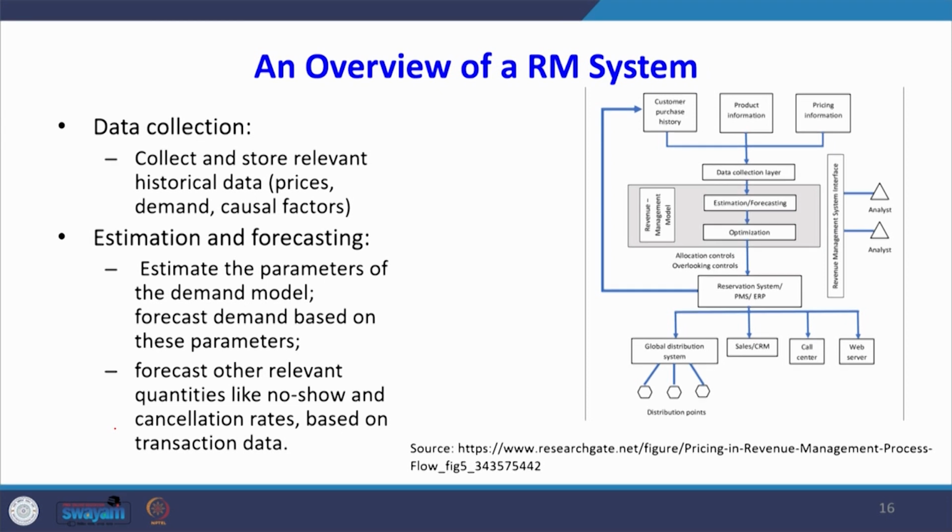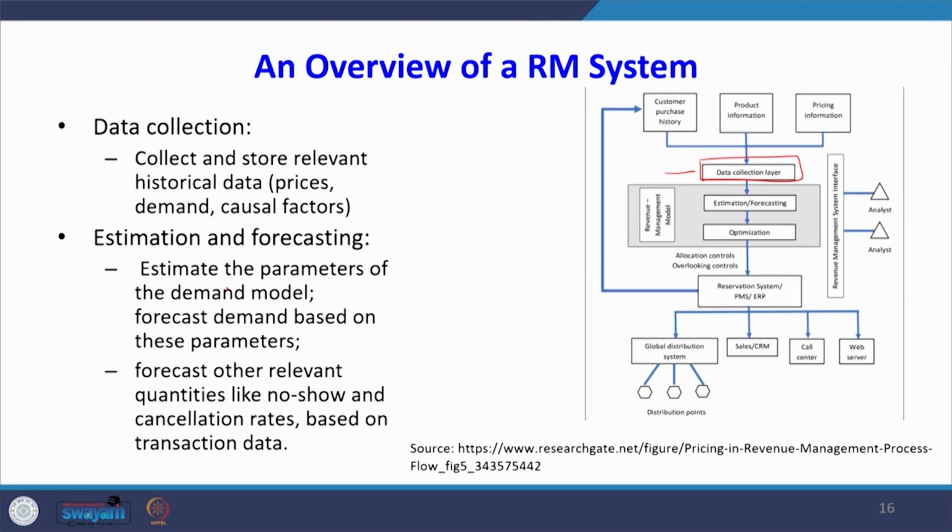Now, we will see the overview of the revenue management system. On the right hand side I brought the picture. The first one is data collection, where we can collect customer purchase history, product information and pricing information. Assume the example of airline tickets. These are the three sources where we can collect the data, so we collect and store relevant historical data. The second stage is estimation and forecasting.